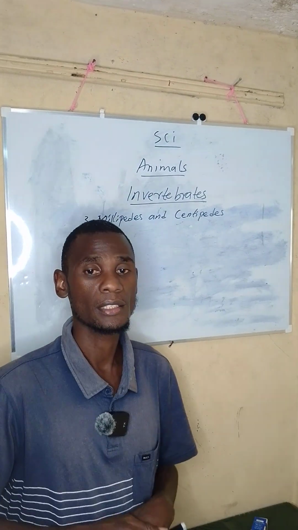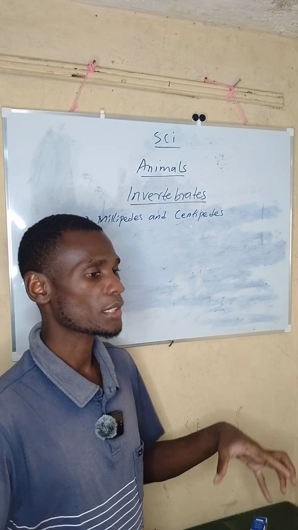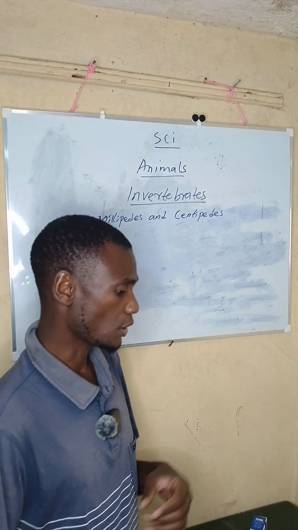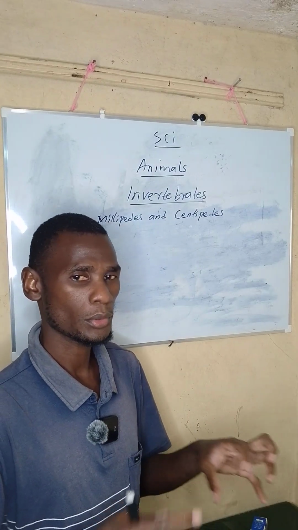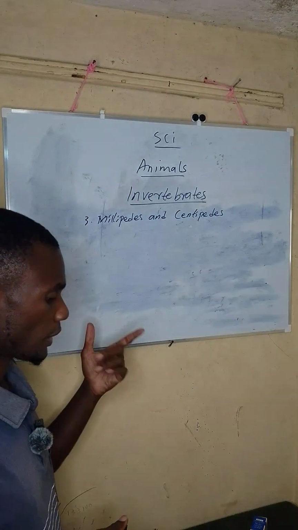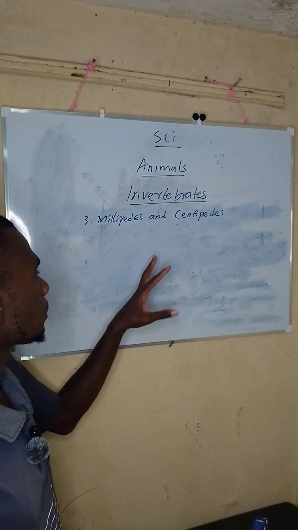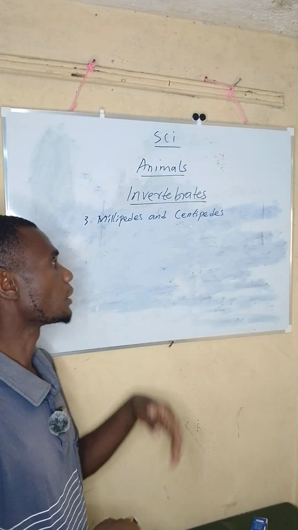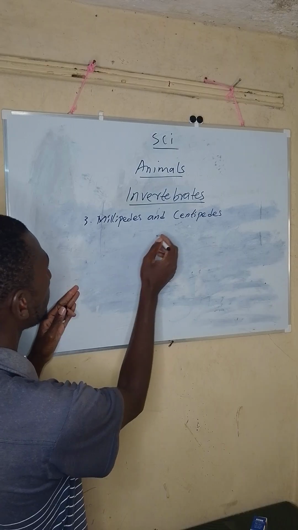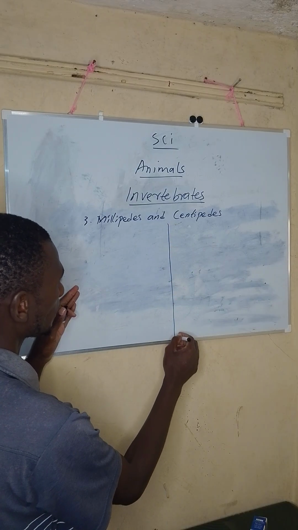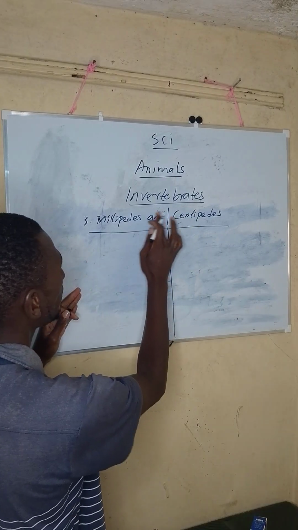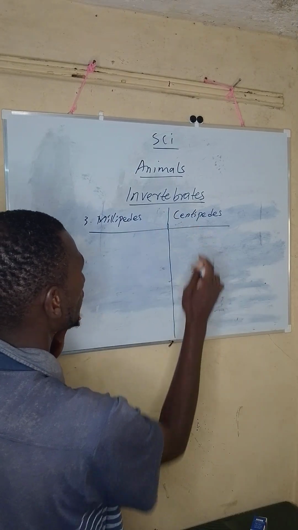Now let us look at the difference between these two animals, so that if a learner is asked what differences are there between millipedes and centipedes, we don't jungle with words, or we don't just guess. So I will give a rough idea. Where possible, I will draw some sketch diagrams. I will have maybe a table like this. Then I will call this side millipedes and the other side centipedes.